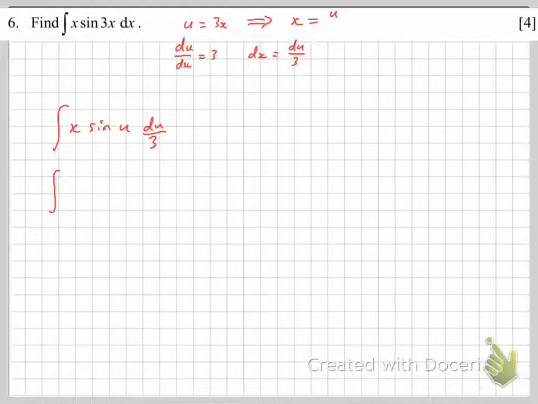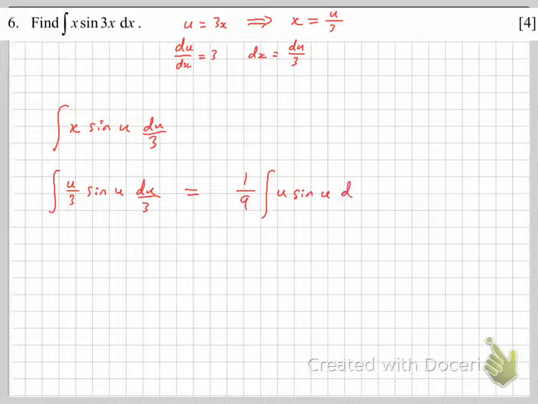We're going to rearrange the substitution to get x in terms of u. And we end up with u over 3 sine u du over 3, which if you wanted you could write as a ninth of u sine u. But now we're still stuck, because how do you integrate u sine u? We haven't really made any progress at all.